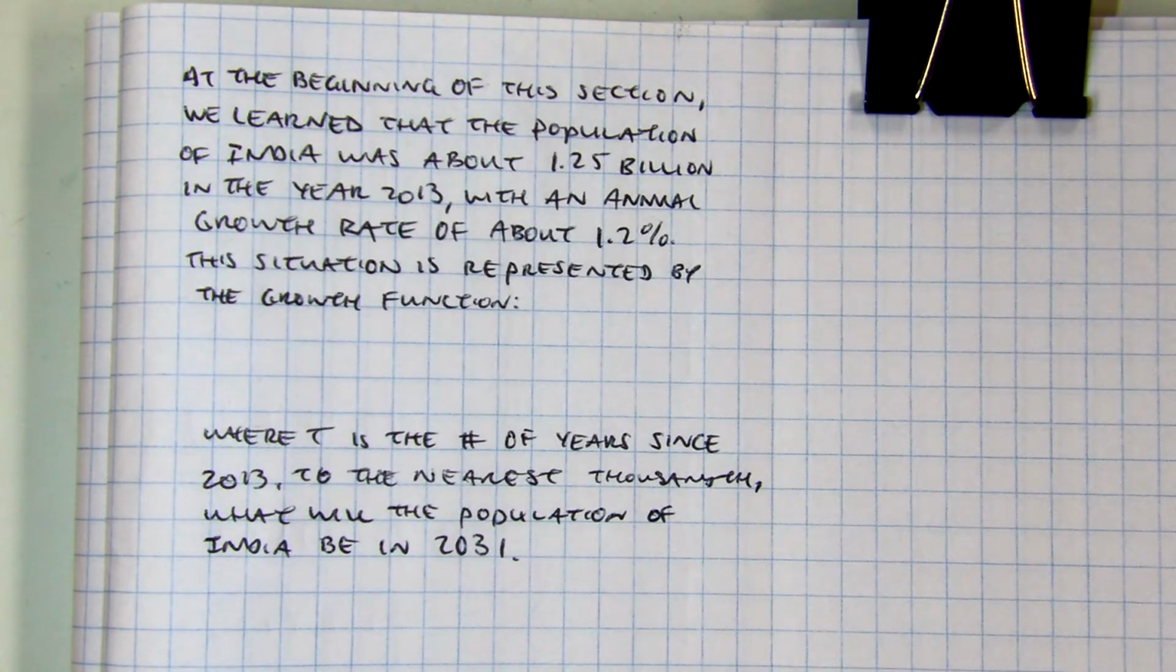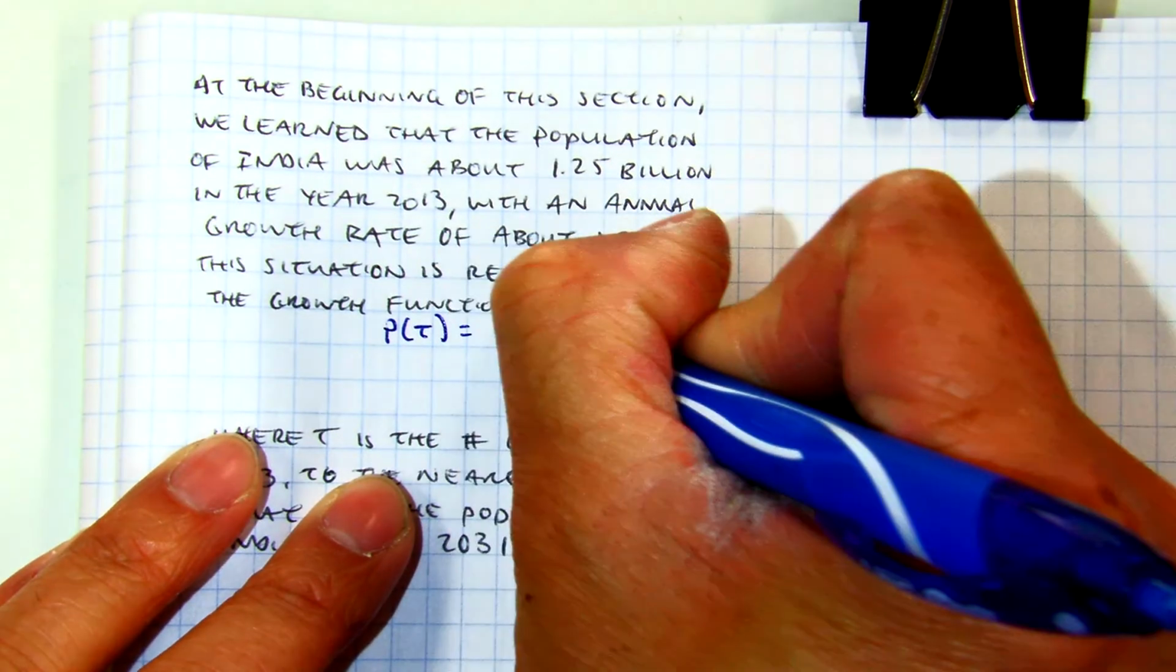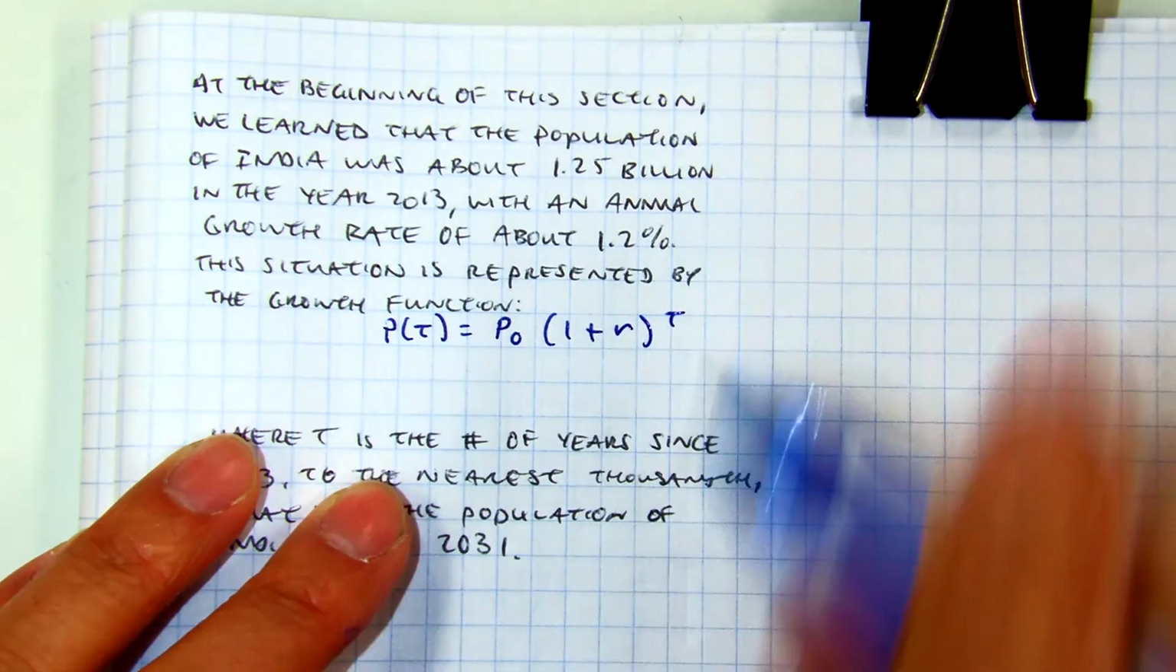We learned about India. India has a population of 1.25 billion in the year 2013 with an annual growth rate of 1.2%. So let's go ahead and write a formula for this. Change my color of my pen. P of t equals P0 times 1 plus r to the t power.